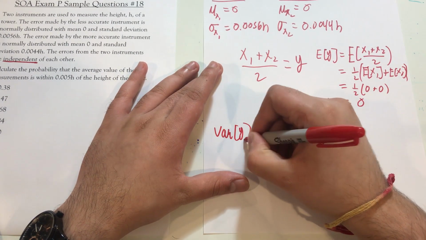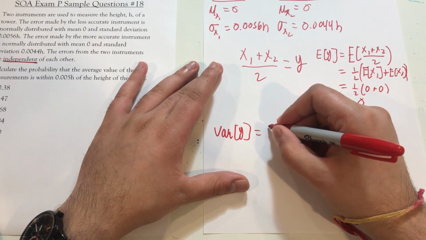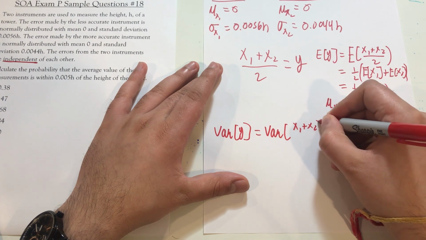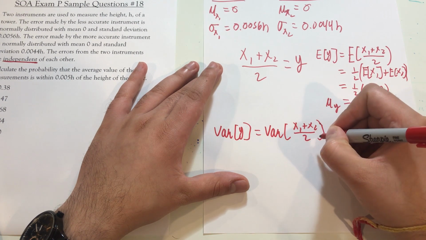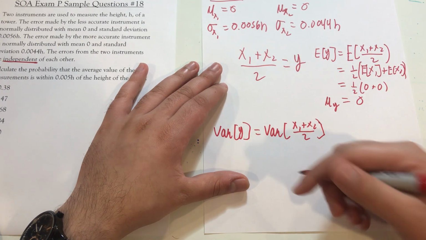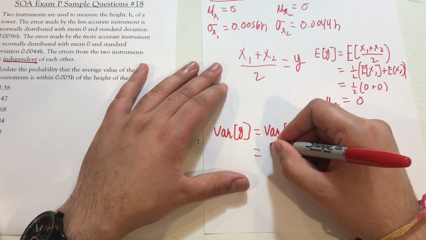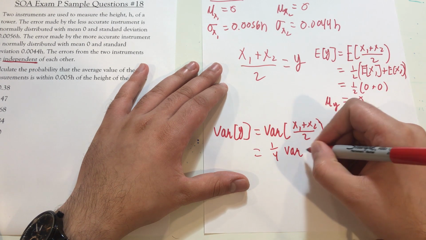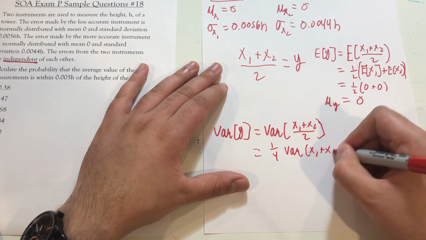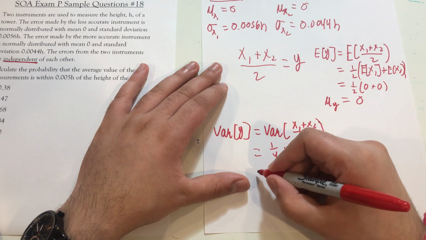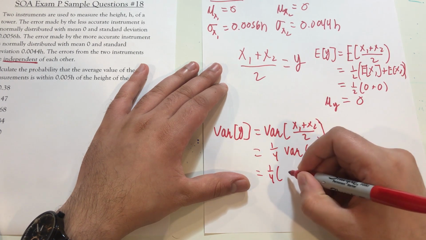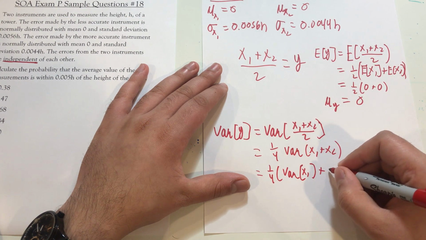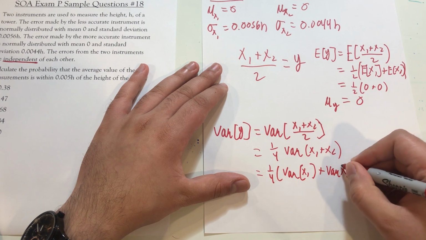So here, the variance of y is equal to the variance of (x1 plus x2) over 2. Now, when you take out a constant for your variance, you have to square it. So this is going to be 1/2 squared, which is 1 over 4, times the variance of x1 plus x2. And then I'm allowed to split these up. So 1 over 4 times the variance of x1 plus the variance of x2.